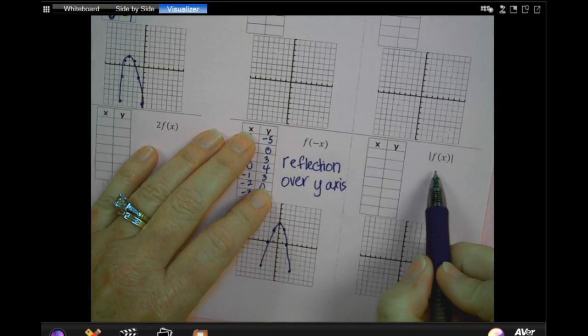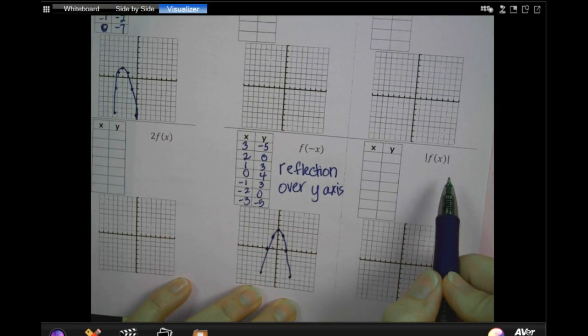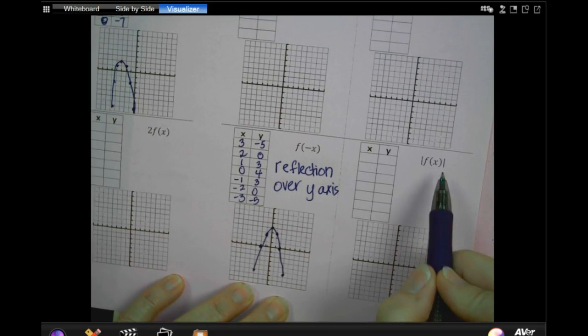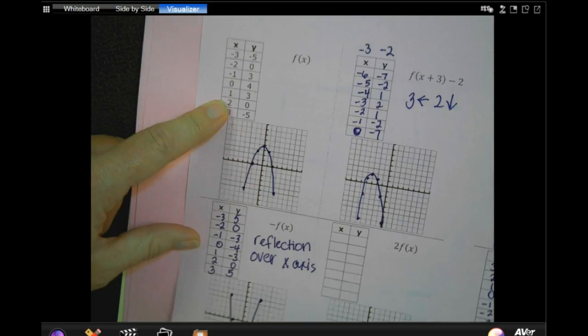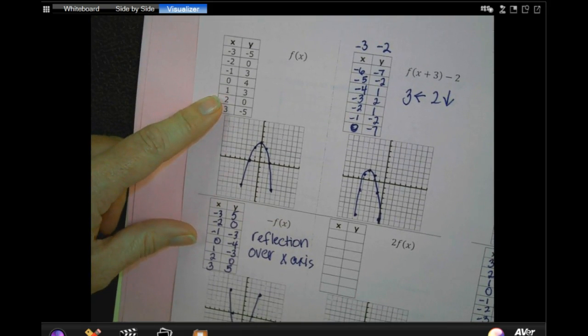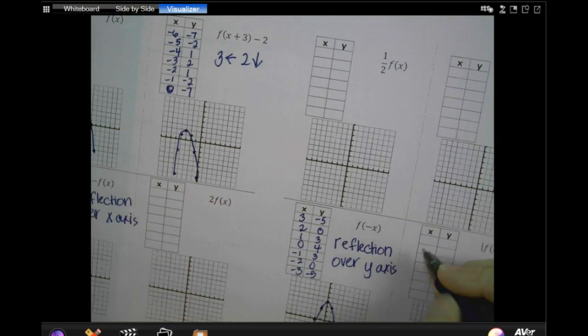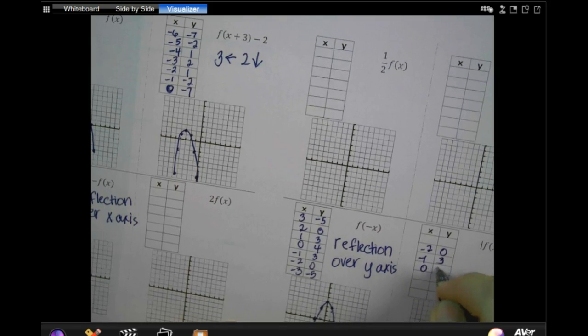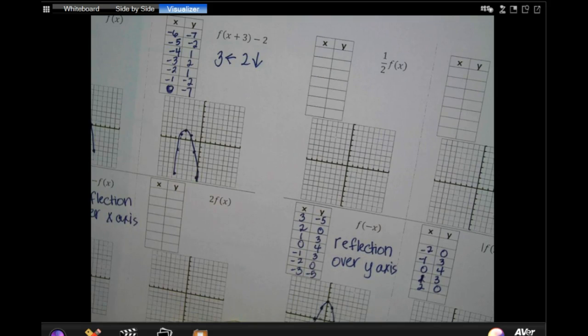Okay, so here's the next one I want to do, the absolute value of y. This is the absolute value of y. And the way I do the absolute value of y is you look at your original graph and keep all the positive y values. So write down all the positive y's. And then take your negative y values and turn them positive.